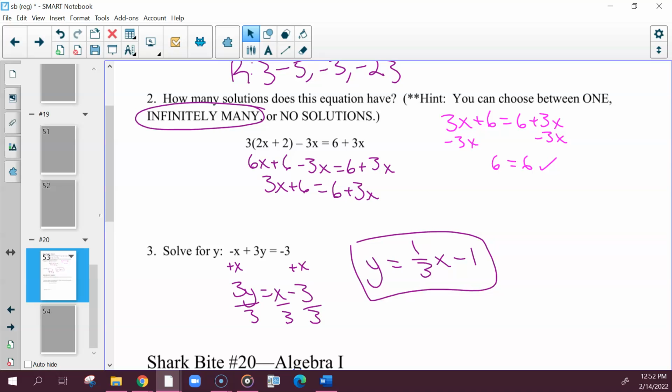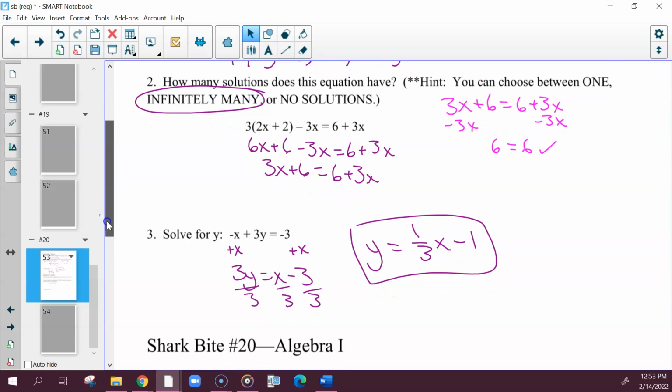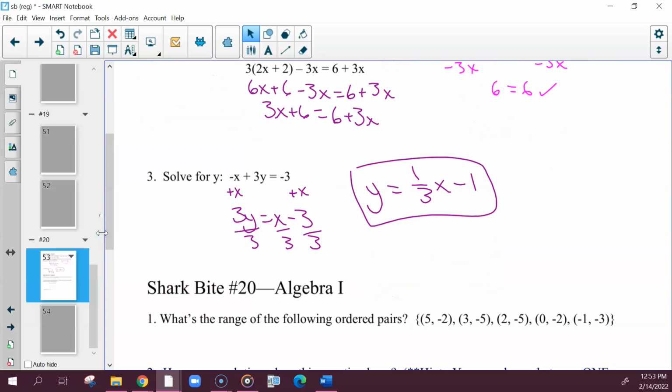For number 3, you needed to solve this for y. Add x to both sides, divide everything by 3, and you get y equals 1/3 x minus 1. Do we have any questions on those 3?